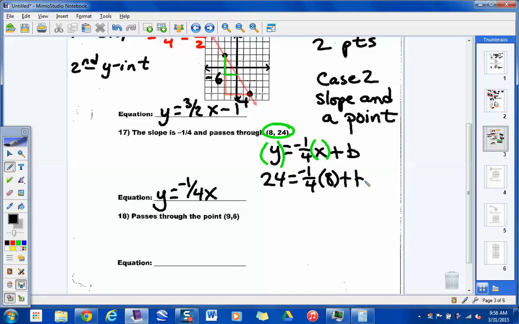plus b. All right. Got some calculating to do here. -1 times 8, what is it? -8, and then -8 divided by 4 is -2. How are you going to solve for b, or your y-intercept, if you will? Add 2. Add 2. What's your y-intercept? 26. So your b value is 26. So what am I going to put here? Plus 26. -1/4 x plus 26.